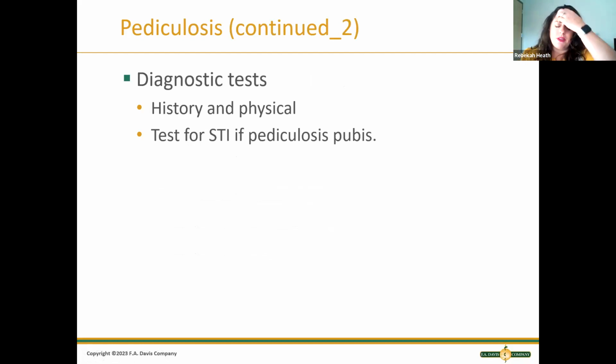We want to get a history and physical. H&P is what we call history and physical. And we want to see, have they been exposed to somebody with lice? Do we actually find lice on them? If they have lice infestation in their pubic area, or pediculosis pubis, we also want to check for an STI, or sexually transmitted infection, because usually it's transmitted sexually if it's in the pubic area, which makes them more at risk of having an STI.